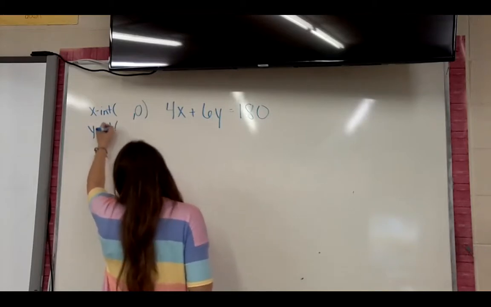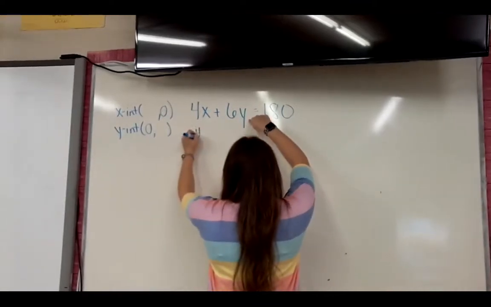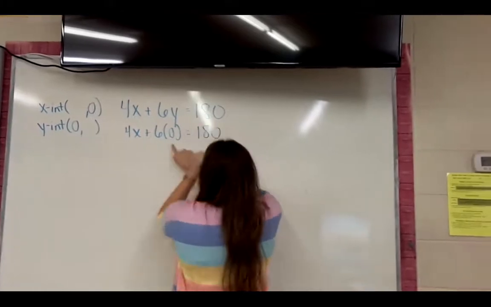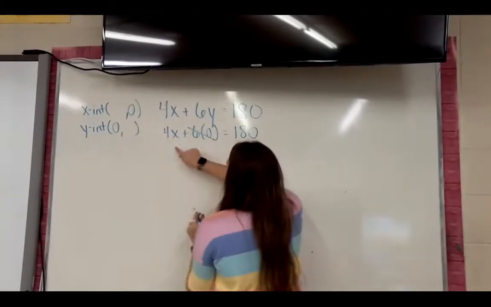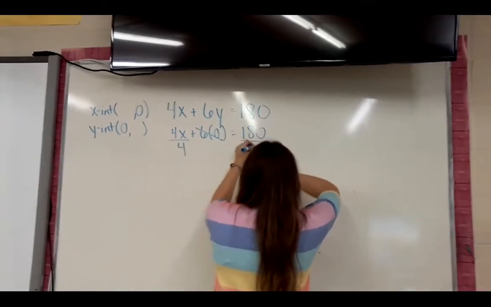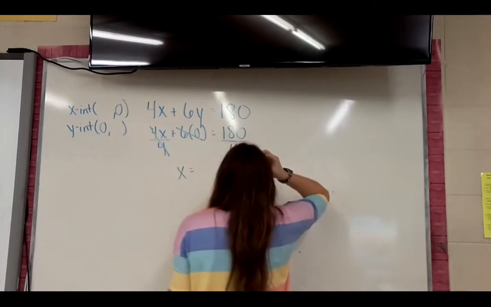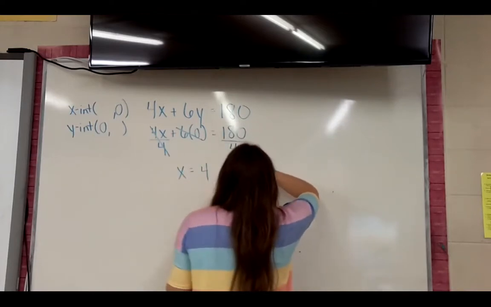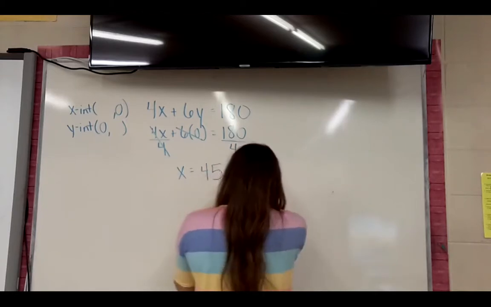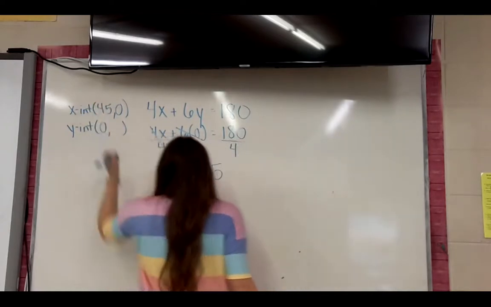So our x-intercept is where y is 0. Y-intercept is the point where x is 0. So I'm going to plug 0 in for y and solve for x. Anything times 0 is just 0, so I have 4x equals 180. So I'm going to divide both sides by 4. See, 4 goes into 18 4 times. That is 16. It goes into 25 times. So 180 divided by 4 is 45. So I have 45, 0.